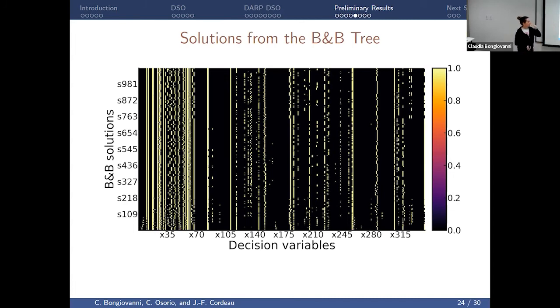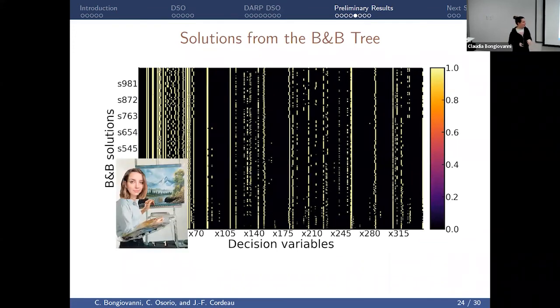And this is just a pictorial image of what the solutions look like. We have thousands of solutions in a branch and bound tree. And what can we see? We can see that in many of these solutions, some decision variables are essentially always 0, right? And some of the decision variables are essentially always 1. The yellow part indicates 1. So by just inspecting this, I was thinking, okay, what can I do with this information? It's time to be creative.